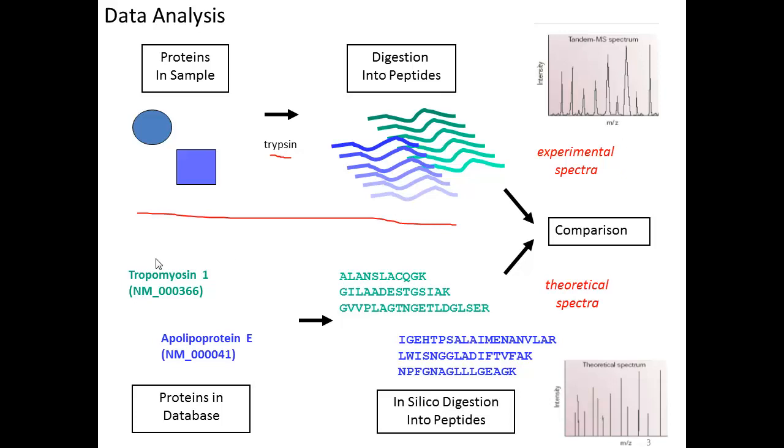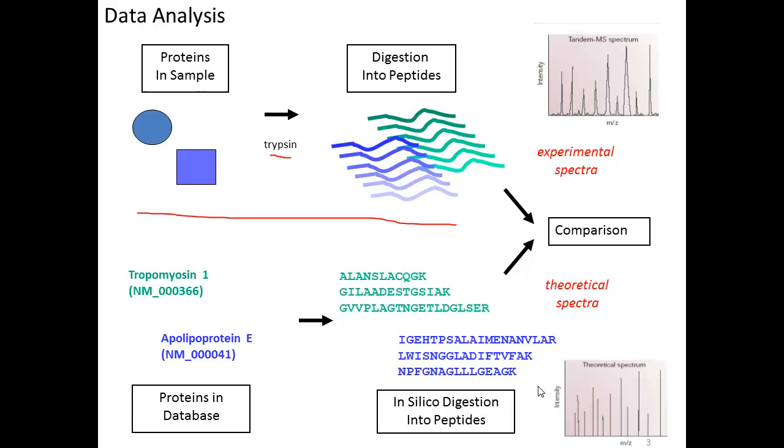In a parallel track, we're going to go back to our genome database, identify all the proteins that are present in the genome. Since we know the genome sequence, we also know the amino acid sequence. In silico, using a computer, we will digest all the proteins into peptides that end again in lysine and arginine residues. And then we're going to calculate theoretical spectra for every single peptide in the genome.